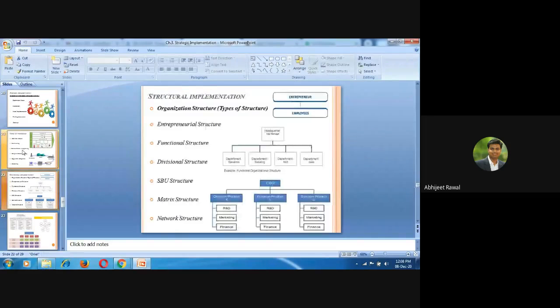Then this is the structure. हमने beginning से structure structure structure देखा है। Now we have actual structure, structural implementation, types of different structure: entrepreneurial structure, functional structure, divisional structure, and you have SBU, strategic business unit, matrix structure, and you have a network structure.